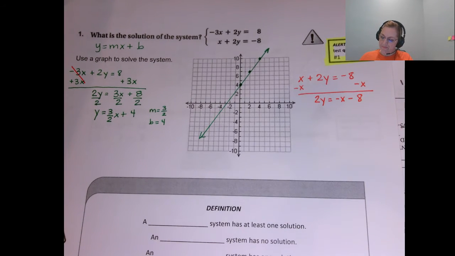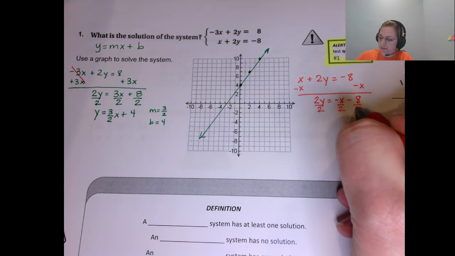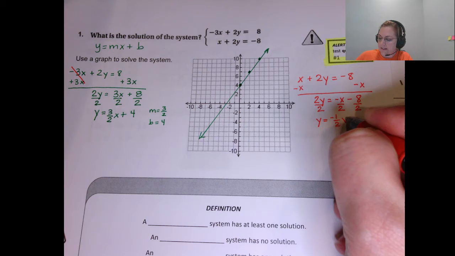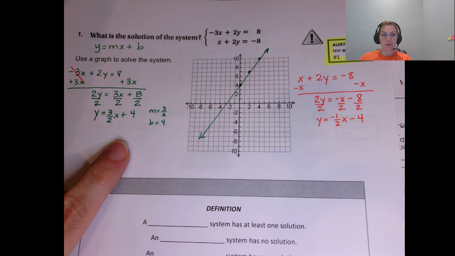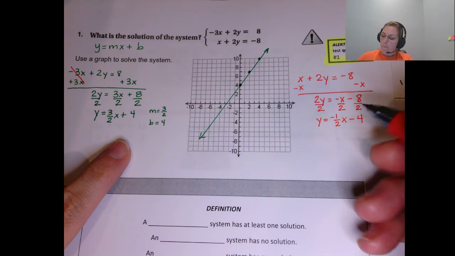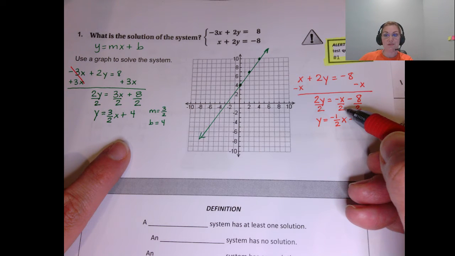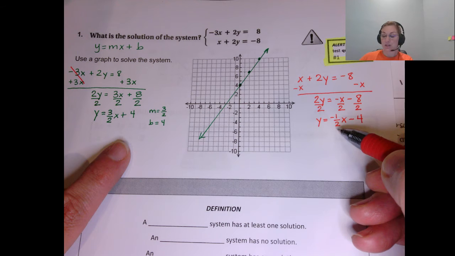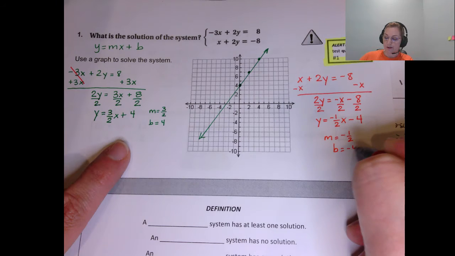All right, and then I'm going to divide by 2. Remember how I do it? I divide each term by 2. So that gives me y equals negative 1/2 x minus 4. So I went a little bit faster on that one because I kind of talked through it over here on the first one. Look at how I wrote that negative 1/2 x because I want you to think about if you divide by 2, that's the same thing as multiplying by 1/2. But I need to write it like this. I can tell you easily that m is negative 1/2 and b is negative 4.